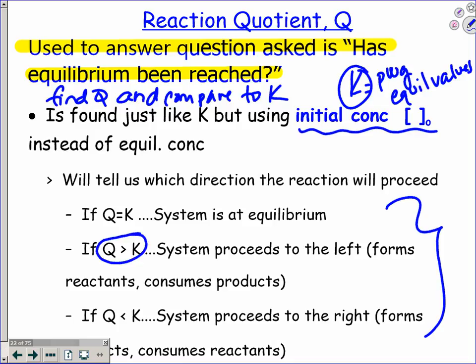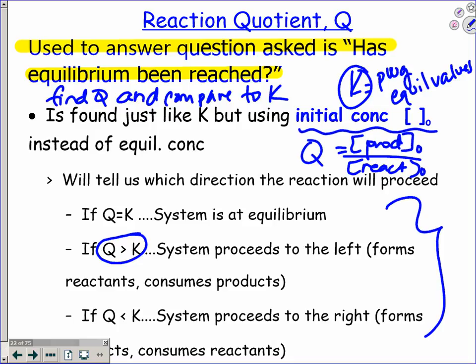let's just do a quick reminder of what the Q setup would be. So just halt and write for a minute. I said it's found just like K. So how would I set up Q? Products over reactants, right? So it's still products over reactants in terms of their concentrations. But I'm going to put a little O, which usually means initial, right there. So Q is big.